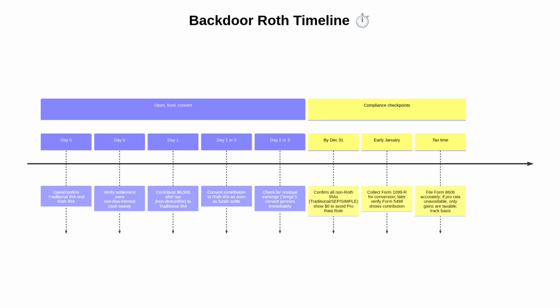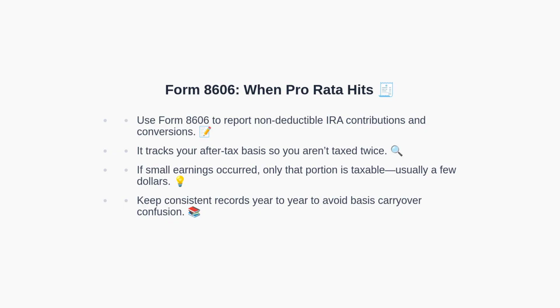Now that we understand the timing, let's cover Form 8606 at a high level. Form 8606 is the IRS form used to report non-deductible IRA contributions and Roth conversions and to track your after-tax basis. This is essential for avoiding double taxation.